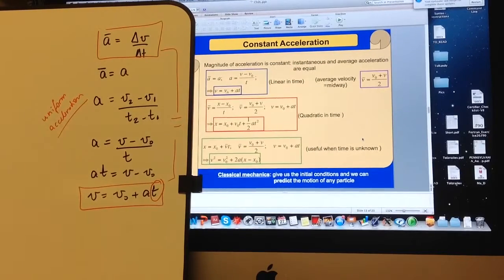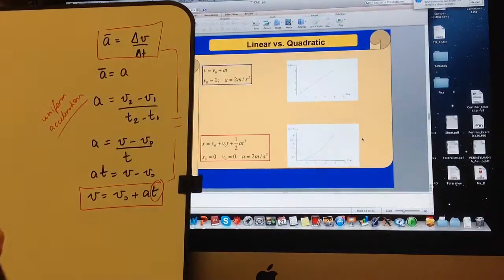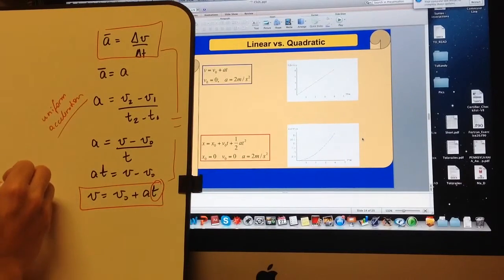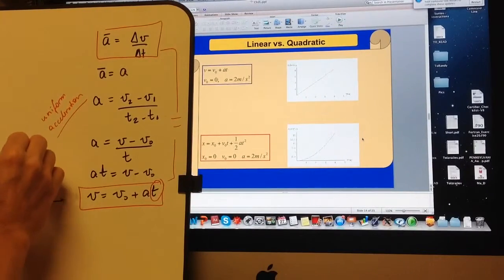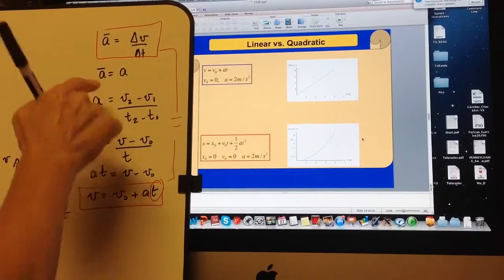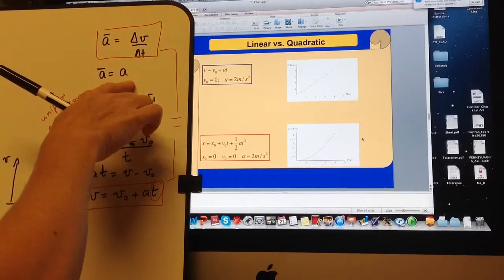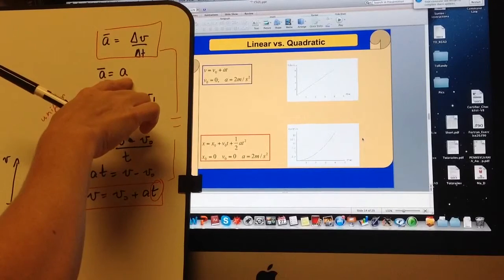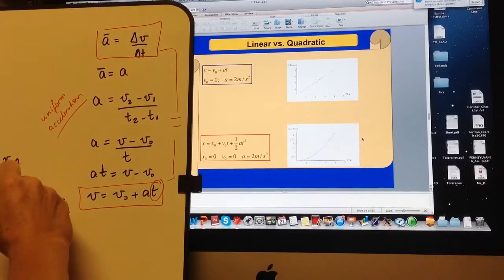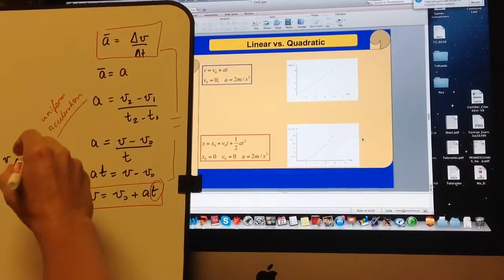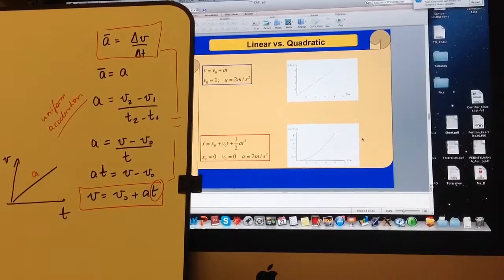Alright? This means that if I write a plot of the velocity versus time, in a case where the acceleration is uniform, where the acceleration does not change, where the average and the instantaneous is the same, I just get in this plot a straight line. The slope of this plot gives us the value of that acceleration. Alright?